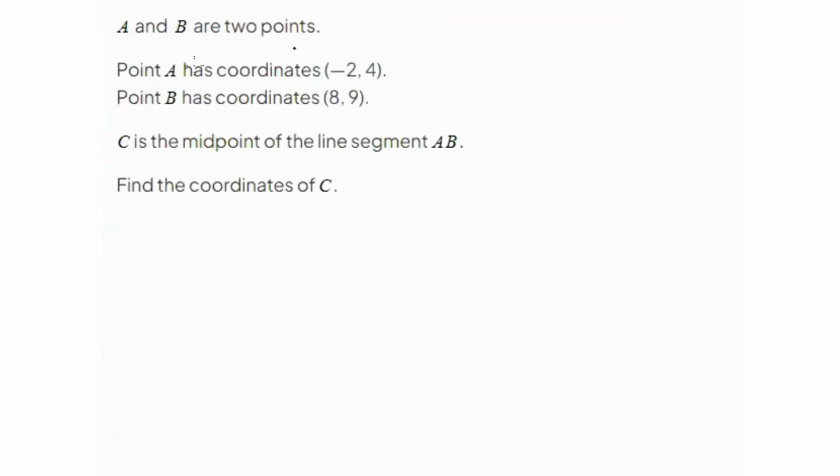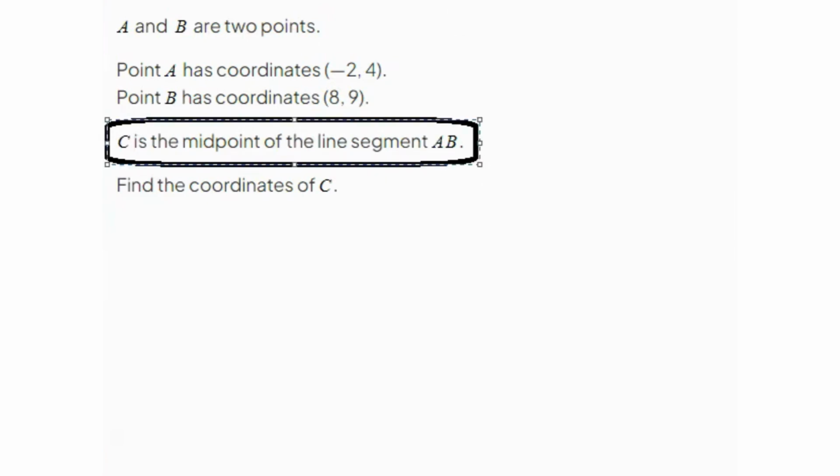A and B are 2 points. Point A has coordinates -2, 4. Point B has coordinates 8, 9. C is the midpoint of the line segment AB. So C is your midpoint, and they want us to calculate the coordinates of C.